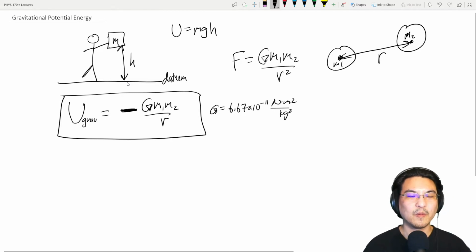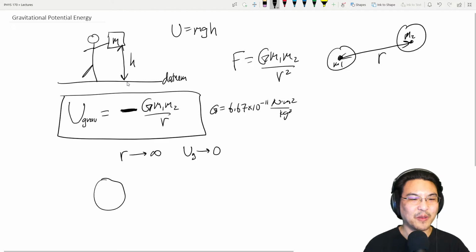Now, what does that mean? Where is the potential energy 0 now? Before it was at the datum, which is super arbitrary. Is there a value where this is 0? For sure, right? Look at this r in the denominator. As r approaches infinity, then what happens? As r approaches infinity, then the gravitational potential energy approaches 0.